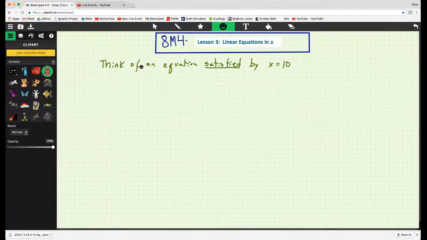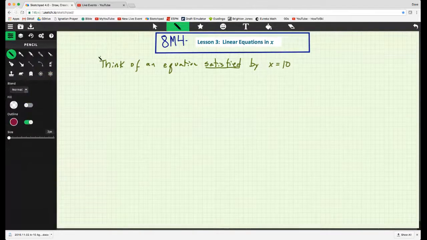So now let's twist things around. And this was asked, you had a question like this in your lesson today. Now I want you to think of an equation satisfied by x equals 10. So you're thinking backwards now. The way I'm going to do it is I'm going to think of an equation with a 10 in it, and then I'm going to back out and put the x in. So watch what I do.